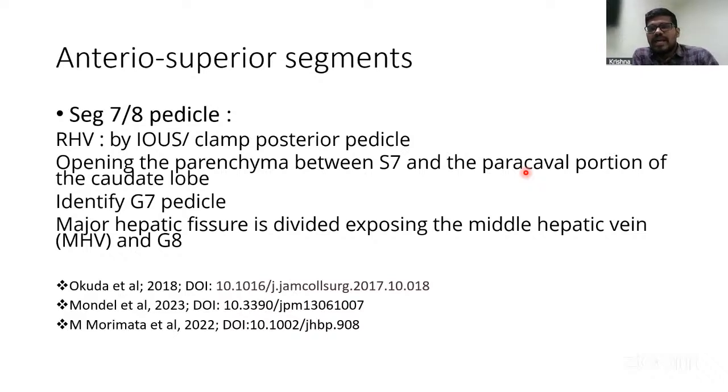We can identify the right hepatic vein by intraoperative ultrasound, or we can clamp the right posterior pedicle to identify the right hepatic vein plane. Then we have two options: opening the paracaval portion of the caudate and the segment 8, and identifying the pedicle of the segment 7, or we can loop the right Glissonian pedicle to identify the middle hepatic vein fissure.